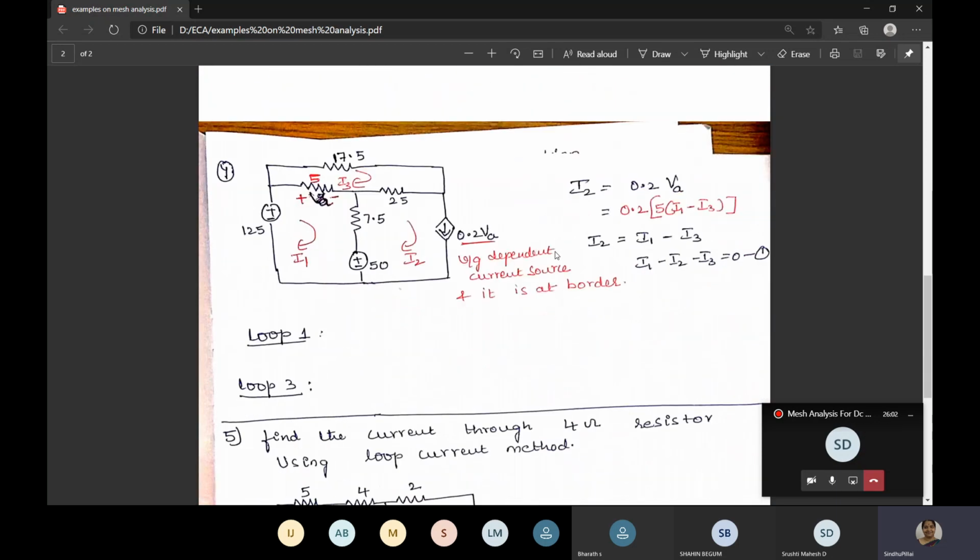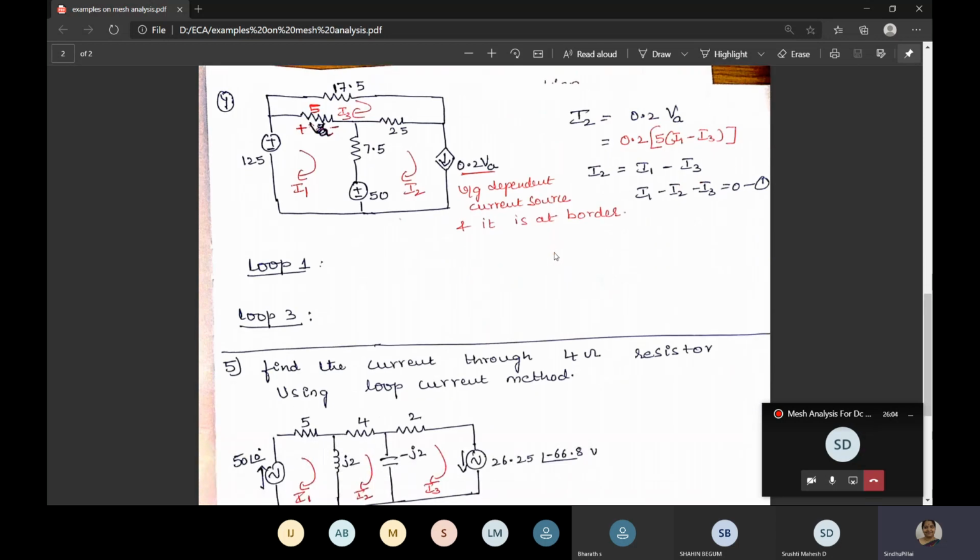Next we'll go with the fourth example. Also here we have 3 loops, 3 currents are assumed, and we have a current source also. It is a voltage dependent current source, that is important. It depends on voltage, but it is a current source. Since we have a current source in the border, the loop current I2 will be nothing but 0.2 VA. So I2 is 0.2 VA.